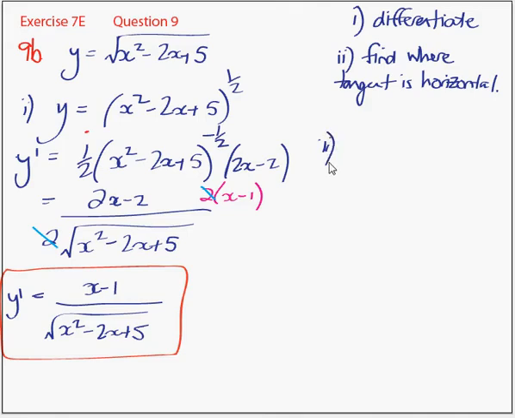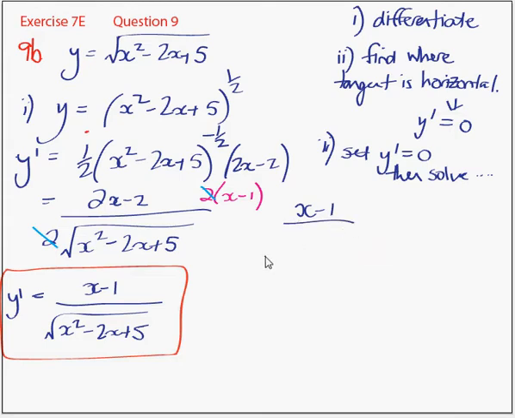Where the tangent is horizontal. Horizontal means that the gradient is 0, flat. So I want to find where the gradient is equal to 0. So I set y dash equal to 0 and then solve. This can get a bit messy, so you can use your CAS. Y dash is this one divided by the square root of x squared minus 2x plus 5, and I say that that equals 0.